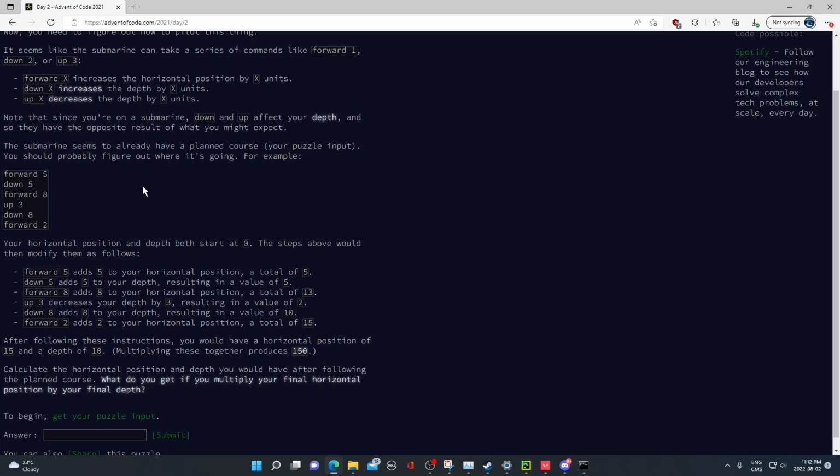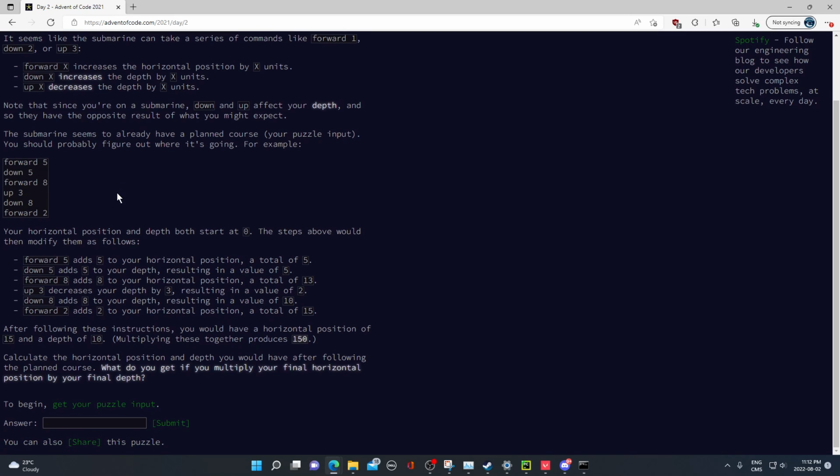For example, forward 5, down 5, forward 8, up 3, down 8, forward 2. Your horizontal position and depth both start at 0. The steps above then modify them as follows. Forward 5 adds 5 to your horizontal position, a total of 5. Down 5 adds 5 to your depth, resulting in a value of 5. Forward 8 adds 8 to your horizontal position, a total of 13. Up 3 decreases your depth by 3, resulting in a value of 2. Down 8 adds 8 to your depth, resulting in a value of 10. Forward 2 adds 2 to your horizontal position, a total of 15.